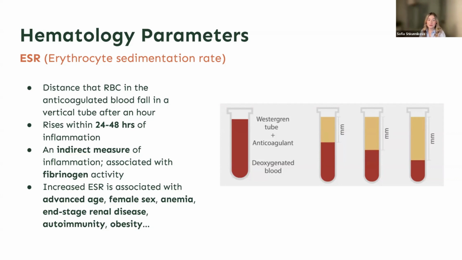It is an indirect measure of inflammation, and because we're looking at red blood cells and how they interact with each other, fibrinogen is included; fibrinogen activity is associated with ESR. Again, this is a non-specific marker of inflammation because it is also associated with advanced age, with female sex, with anemia, with end-stage renal disease, autoimmunity, and obesity. So if you do see ESR being increased, you need to rule out all of this in order to understand what is actually going on with the patient.